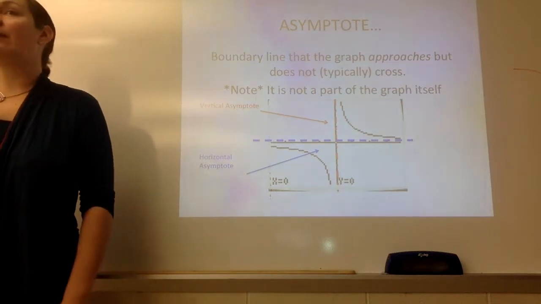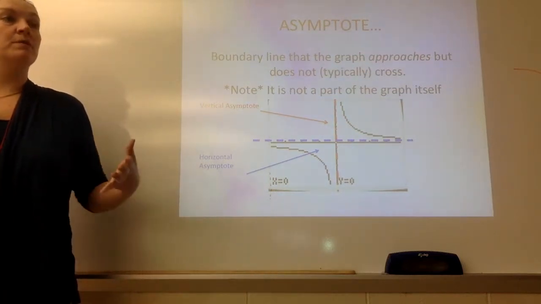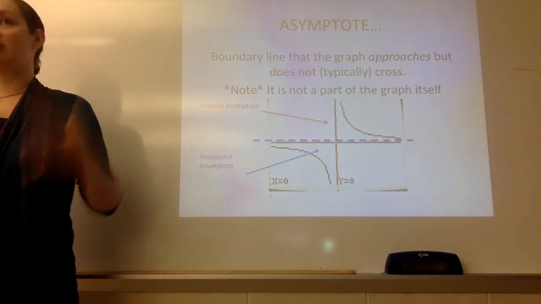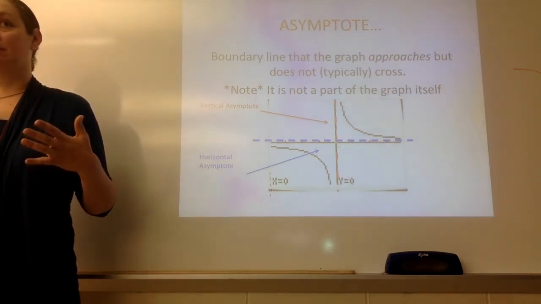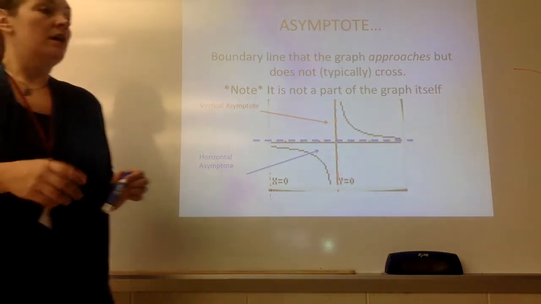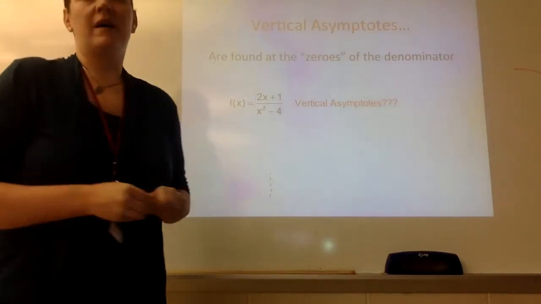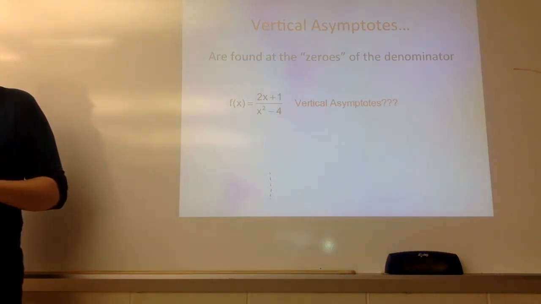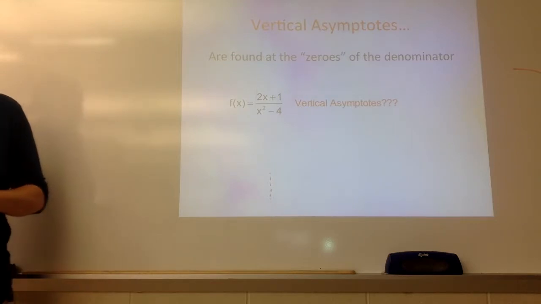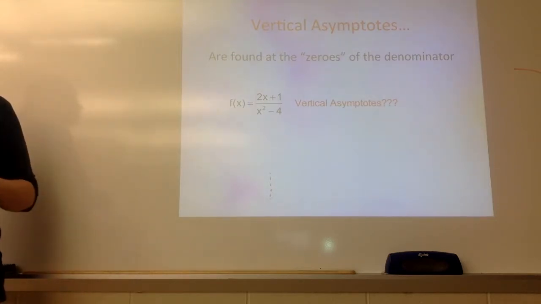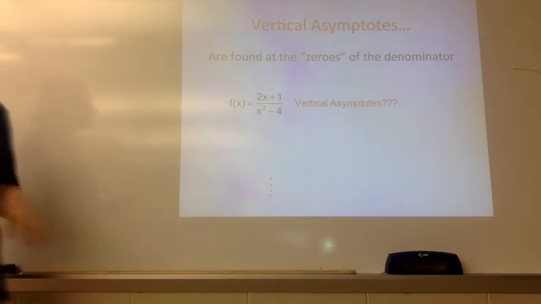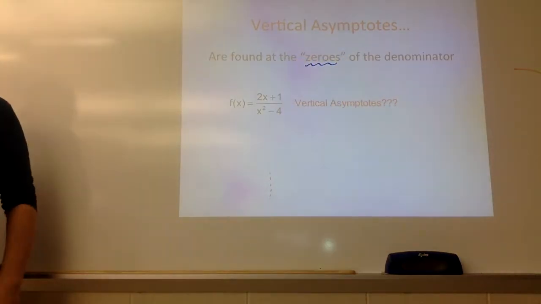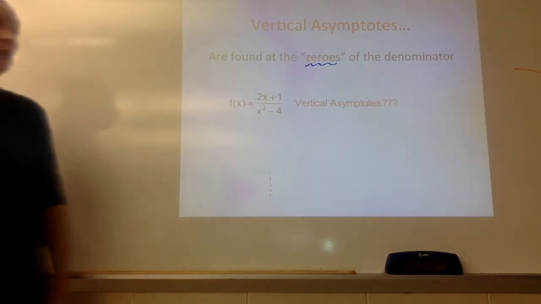Alright, so moving forward, I would like you to think of asymptotes like electric fences that keep animals in. We never want to touch them, let alone cross them. There is one exception to that, which we will talk about in a moment. So if you look in your notes, the first thing we're going to talk about are vertical asymptotes and how to find them algebraically. Vertical asymptotes are found at the zeros of the denominator.